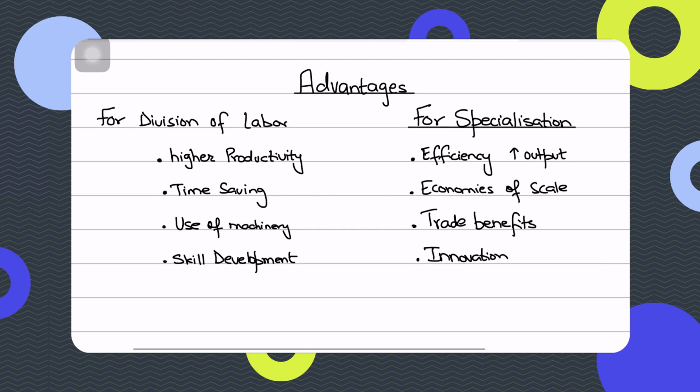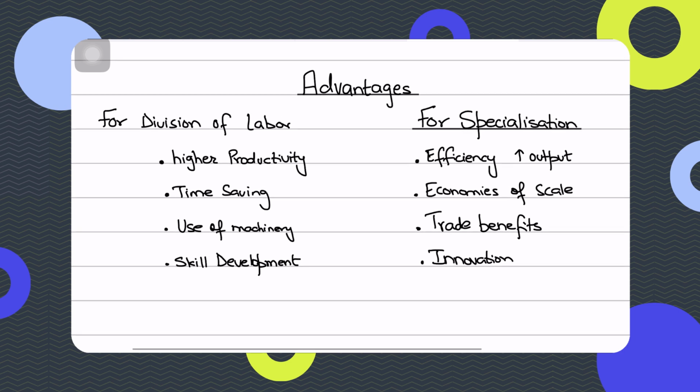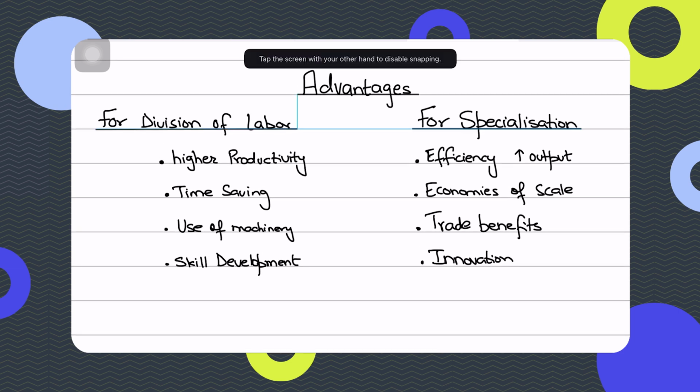Now we also need to know the advantages of division of labor and specialization. Let's say for division of labor, it results in higher productivity because workers are just repeating one task, right? And repeating one task improves through just doing it again and again. So it's improving through practice. That is simply learning by doing.